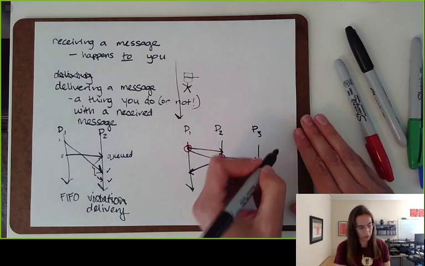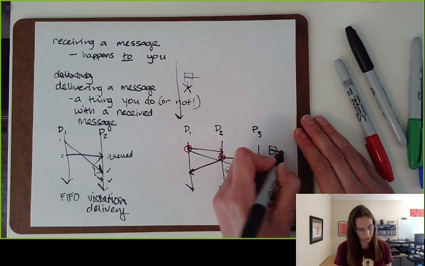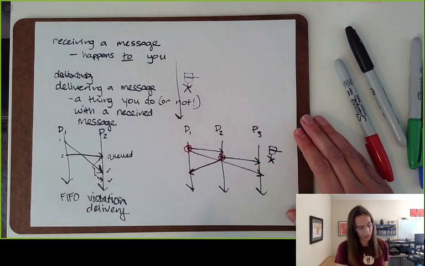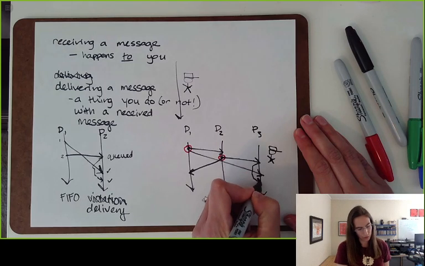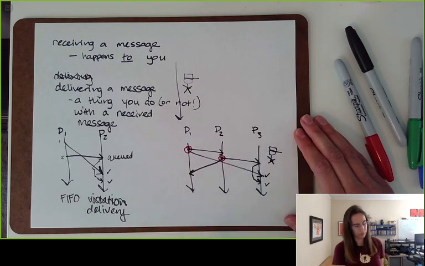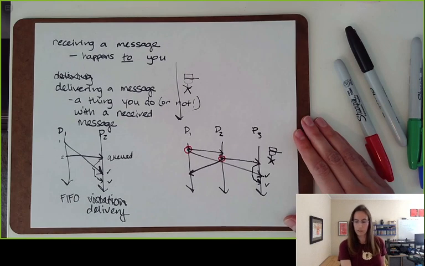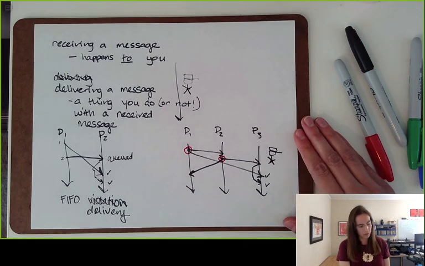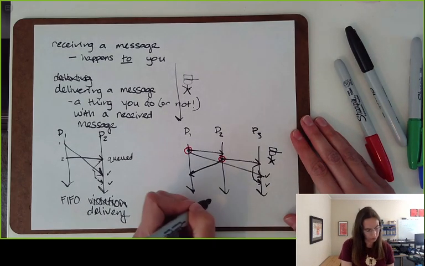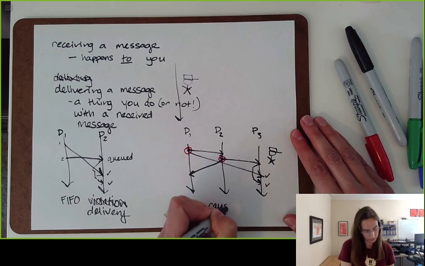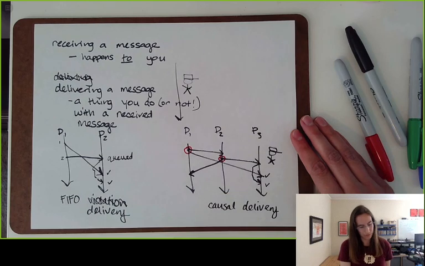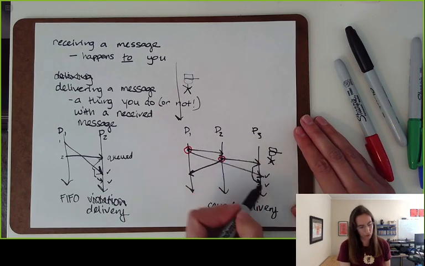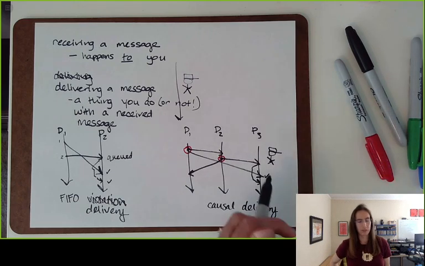So how would we guard against that? Once again, the mail clerk sitting over here would have to decide to queue this message and wait to deliver it until later. So now this picture is showing causal delivery, now that we've delayed this message and not delivered it until the causally preceding messages have been delivered here on process 3.